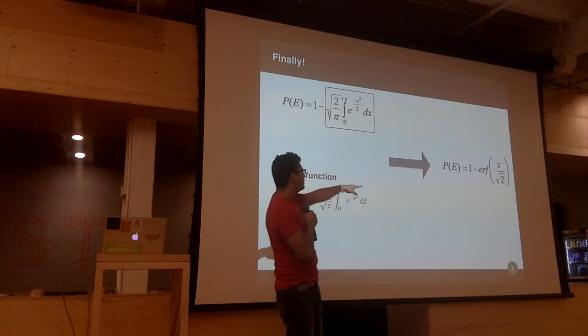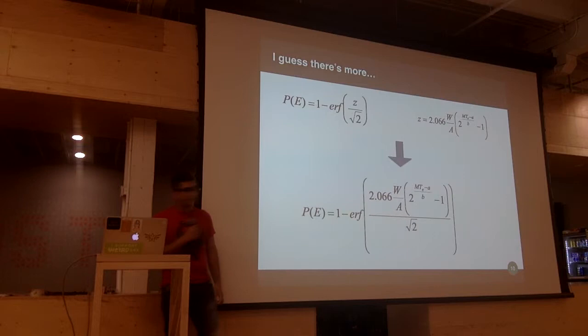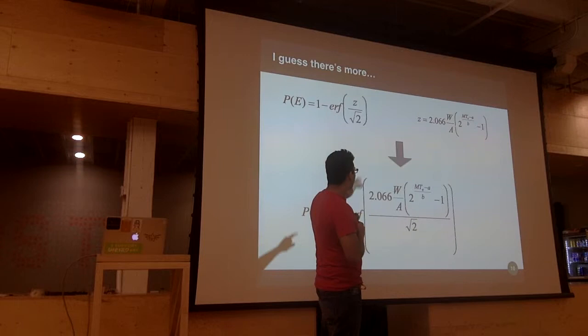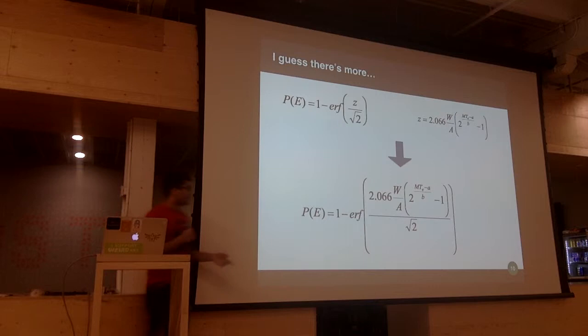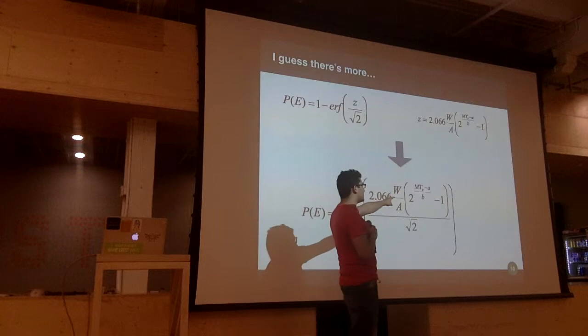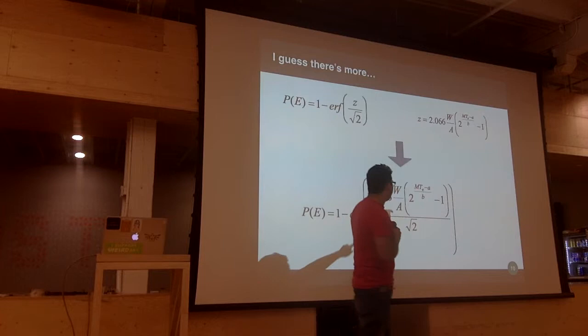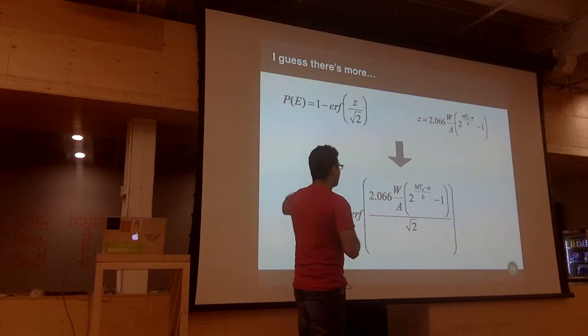Substituting for z from our very earlier equation, we get the probability of an error is 1 minus the error function of W, the actual width of the target, the amplitude of movement A, and the effective movement time. So if you look here, the cool thing is we don't care about the effective width. We only care about the effective movement time. So the experiment they did, keeping everything consistent, if you're able to manipulate the effective movement time, then we should see a correlation with the error rate.